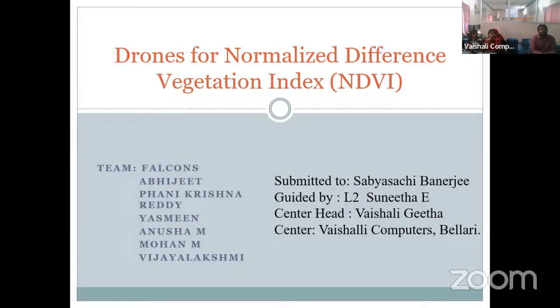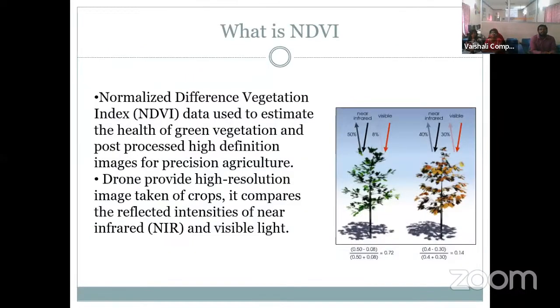Our topic is about drones for NDVI index. Our team members are Abhijit, Pani, Yasmin, Anusha, Mohan, Vijay Lakshmi, and we are guided by Smita ma'am. Our center was Vaishali Computers, Ballari. Our center head was Vaishali Geeta. Next slide. I need to give a brief introduction about NDVI.